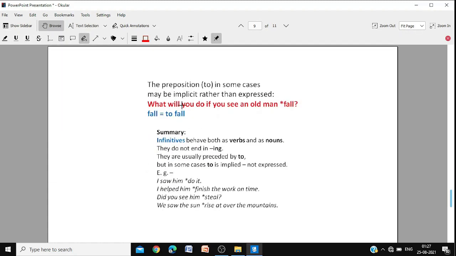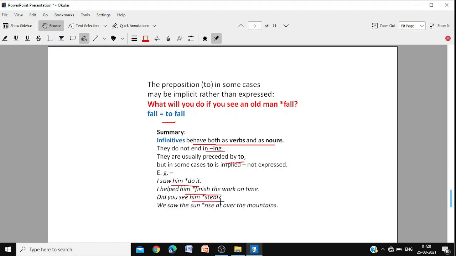The preposition to in some cases may be implicit. What will you do if you see an old man fall? That is, to fall; to is omitted. Infinitives behave both as verbs and as nouns. They do not end in ing. They are usually preceded by the preposition to, but sometimes to is omitted. I saw him do it. That is, I saw him to do it. I helped him finish the work in time. I helped him to finish the work.